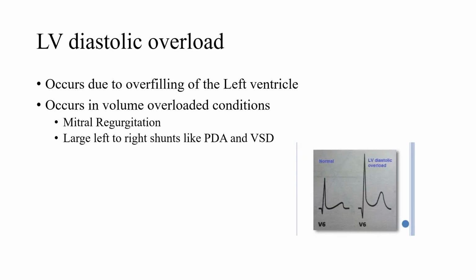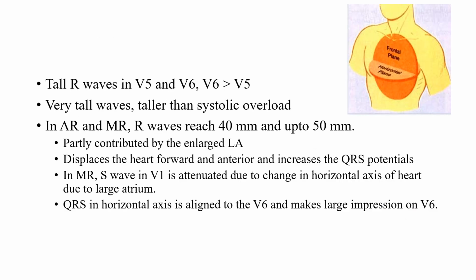So next we will go on to diastolic overload. In diastolic overload, it's a volume overload. It is because of the overfilling of the left ventricle. So it occurs in regurgitant lesions like AR, MR, and also if there is a large volume of blood coming to the left side as in PDA and VSD.